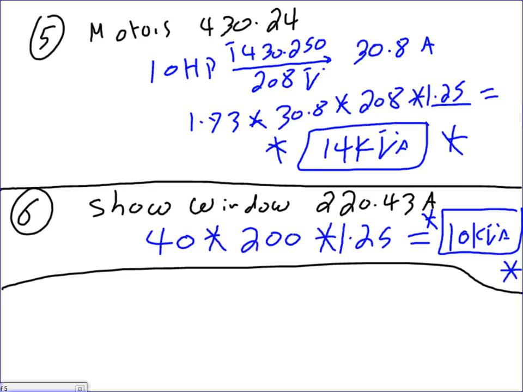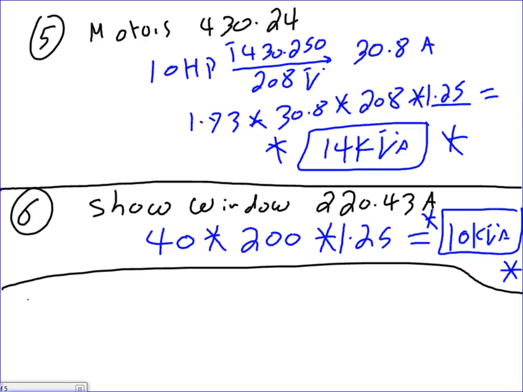Eric, my friend? Ryan, any question, guys? Clear? No? DJ? Anything confusing? This is the feet that we designed for the show window. This 200 is coming from 220.43(A). And the 1.25, because all lights in a commercial building are considered continuous load.